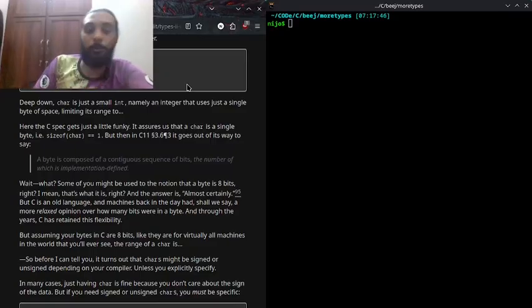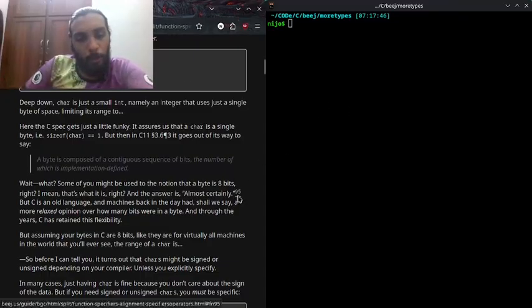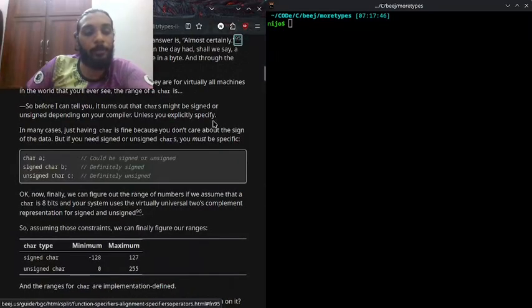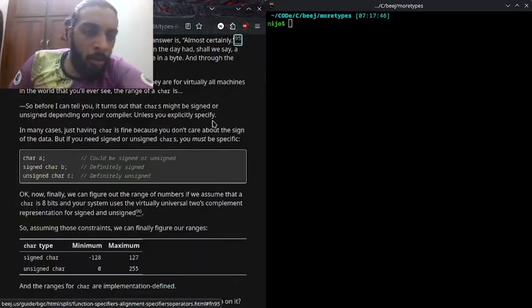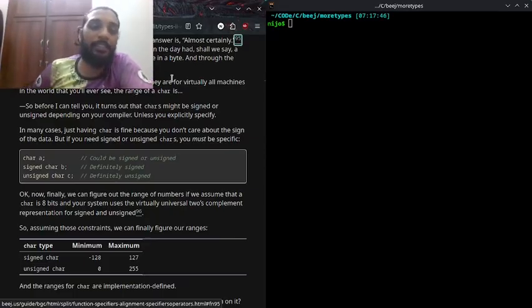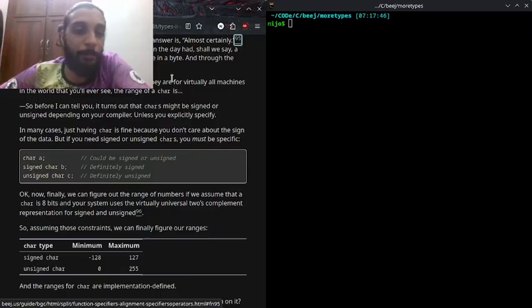Wait, what? Some of you might be used to the notion that a byte is 8 bits, right? I mean, that's what it is, right? And the answer is almost certainly. But what do you mean almost certainly? The industry term for a sequence of exactly, indisputably 8 bits is an octet. But C is an old language, and machines back in the day had, shall we say, a more relaxed opinion over how many bits were in a byte. And through the years, C has retained this flexibility.